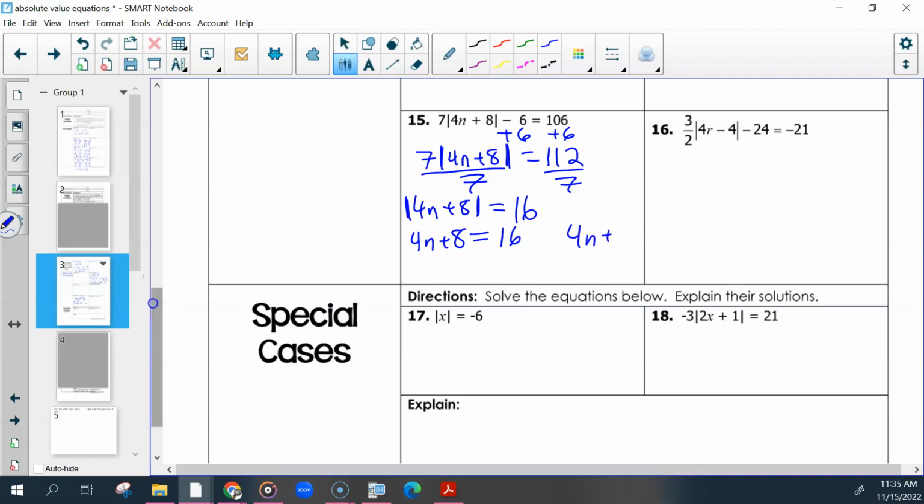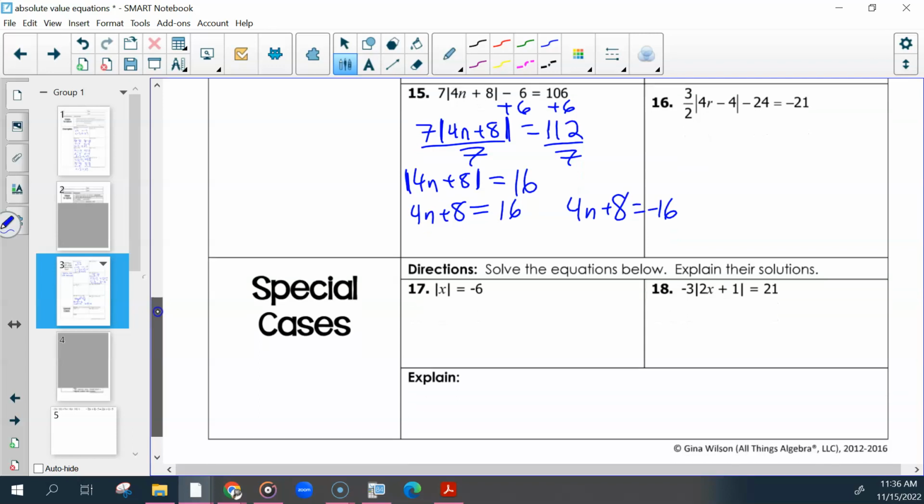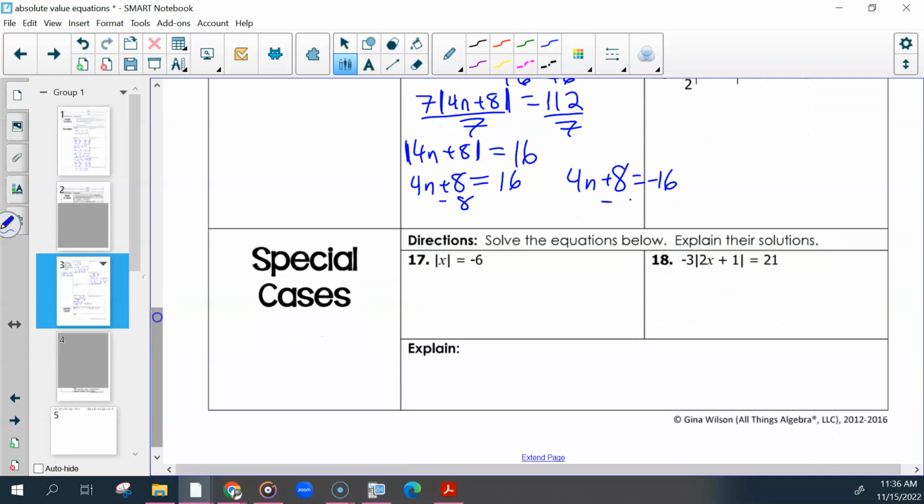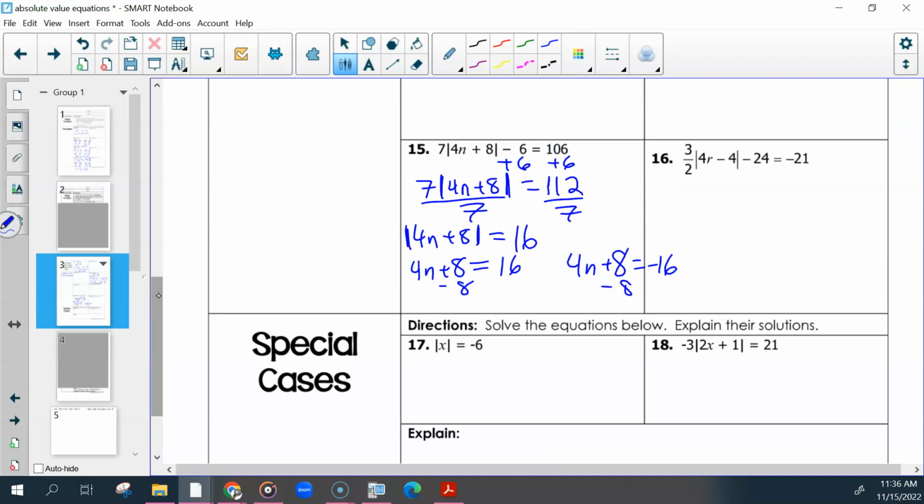4n plus 8 equals negative 16. So notice that we have the absolute value bars until a certain point, and then we no longer have absolute value bars. You need to do the same thing as you're working. And then solve both. If you need more space, you can use this space over here.